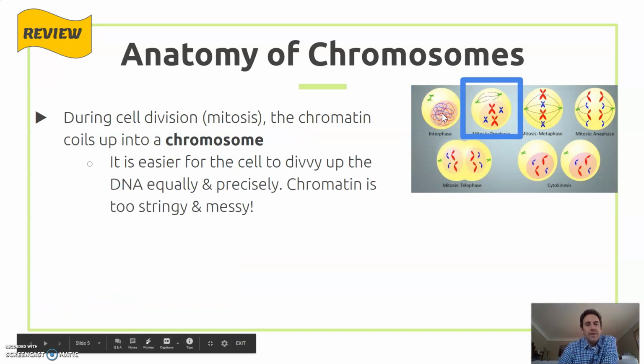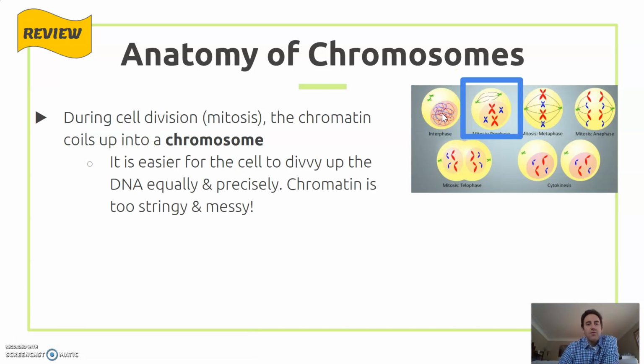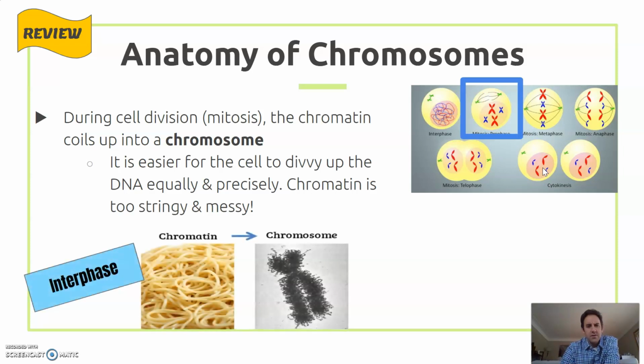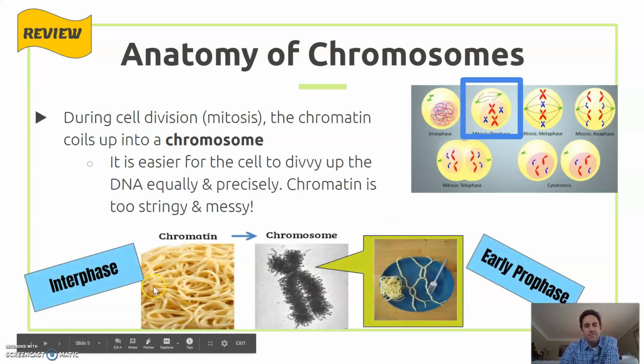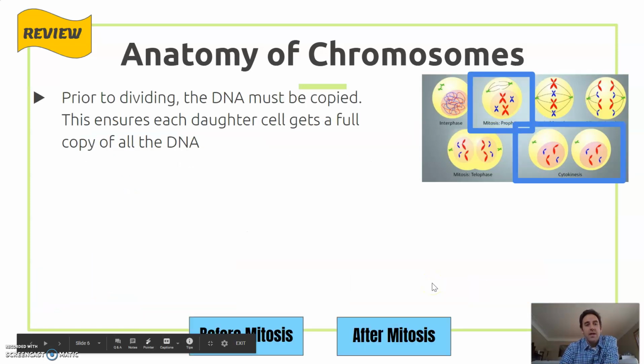Yum. Now, during cell division, or mitosis, that chromatin is going to coil up into a chromosome. And the reason why the cell does this is because it makes it easier to divvy up that DNA equally and precisely. That chromatin, that bowl of spaghetti, is just too messy to do that. So we coil that DNA up a little tighter into a chromosome, and that makes it easier to divide things out. Now, you may notice that there's little X's here, and then there's little lines here, and that's this whole other level of complexity. So, here's the analogy of the chromatin coiling into chromosomes.